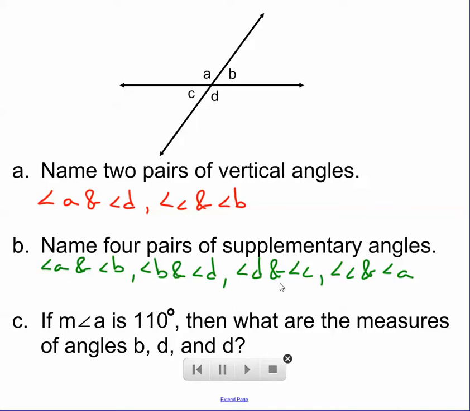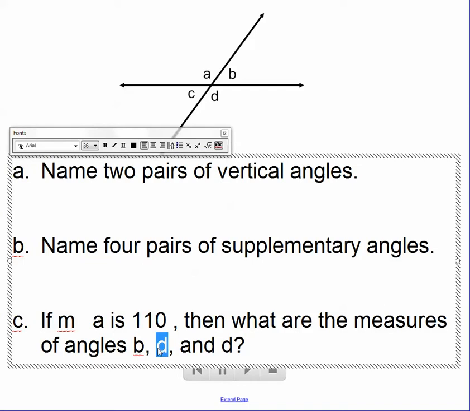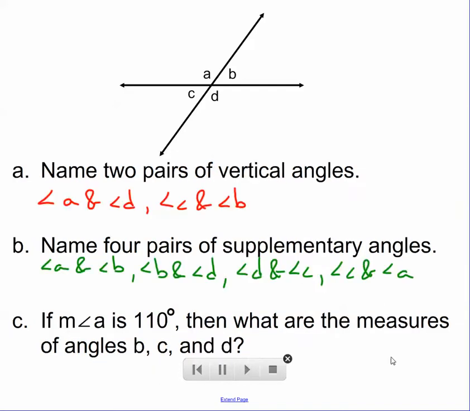And then lastly, if the measure of angle A is 110 degrees, then what are the measures of angles B, C, and D? If angle A is 110, then angle B would be 70 because they have to add up to 180. They're supplementary. Angle C would also need to be 70 because they're supplementary, a linear pair.